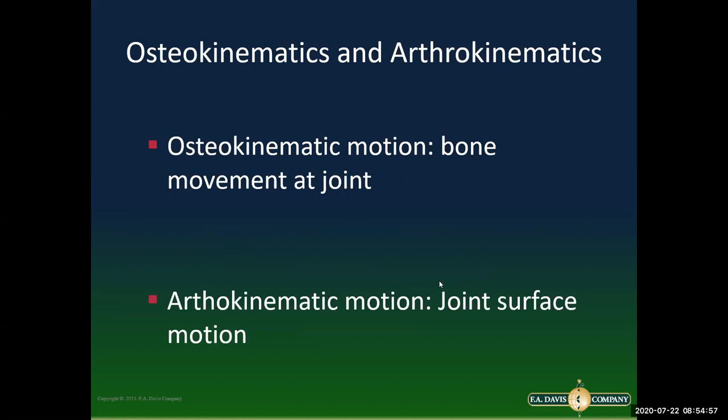So we talked about the osteo and arthrokinematics again. The osteokinematics are the bone movement at the joint. The arthrokinematics are the joint surface movements, right? So if I'm talking about the humerus on the acetabulum, right? So I'm talking the humerus on the acetabulum. Am I talking about osteokinematics or arthrokinematics?